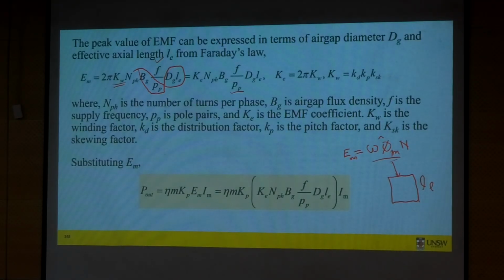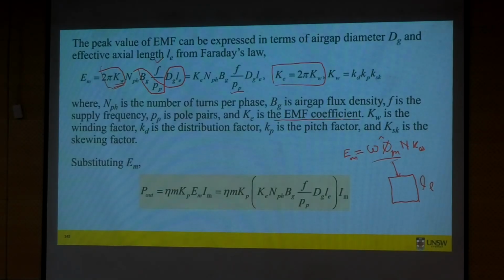So we have one additional factor there, the number of turns. In this equation also, we could put a KW here. KW is your winding factor, okay? So now 2 pi times KW is definitely a constant, right? This 2 pi KW is actually expressed as the EMF constant, the EMF coefficient in this equation. So KE is 2 pi times winding factor.